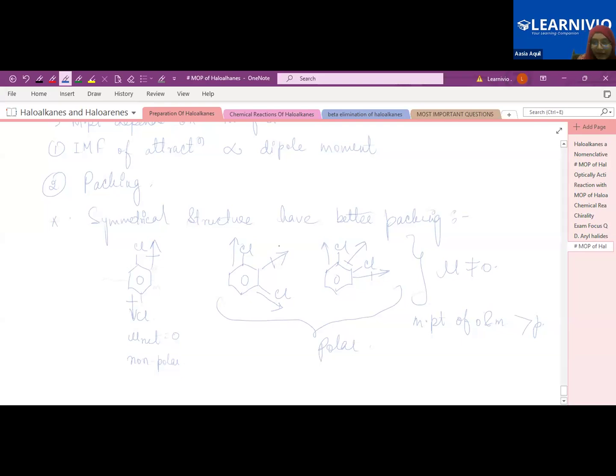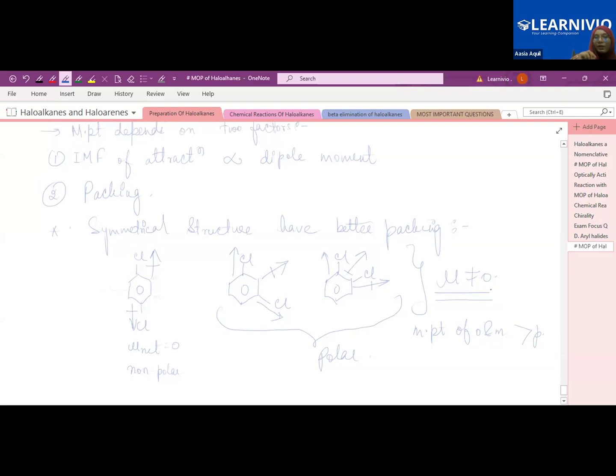In the case of ortho and meta, you can see here the net dipole moment is not equal to zero. There will be some net dipole moment because these two won't cancel each other. So that's why you get some dipole moment. And if dipole moment is present, it means these molecules are polar. If it is polar, the intermolecular force of attraction in these molecules is quite high, and due to the high intermolecular force of attraction, the melting point of these molecules is quite high as compared to the para structure.